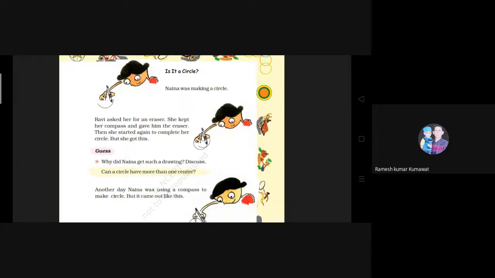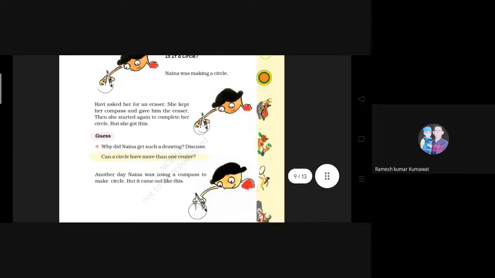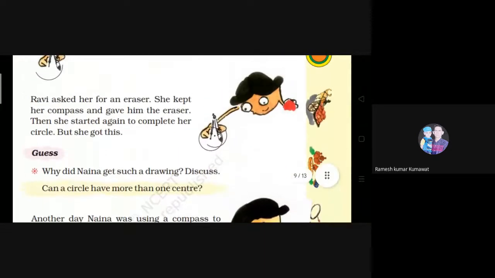See what happened. Naina was making a circle. Ravi asked for an eraser. She kept her compass and gave him the eraser. Then she started again to complete her circle, but she got this. Is it a circle then? Bolo. Yes, is it a circle then? No, ma'am.